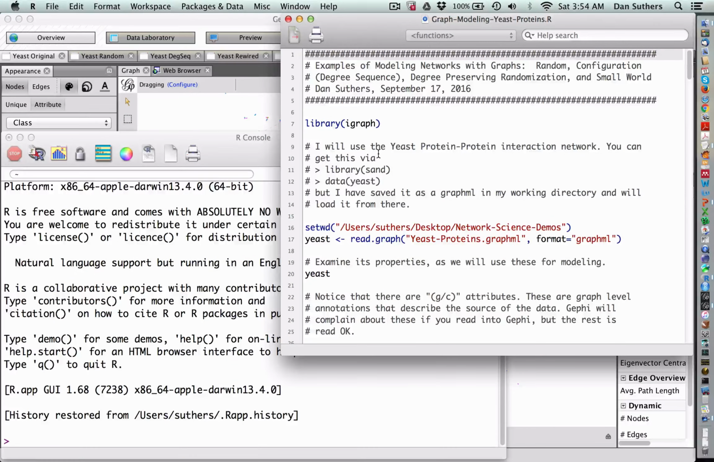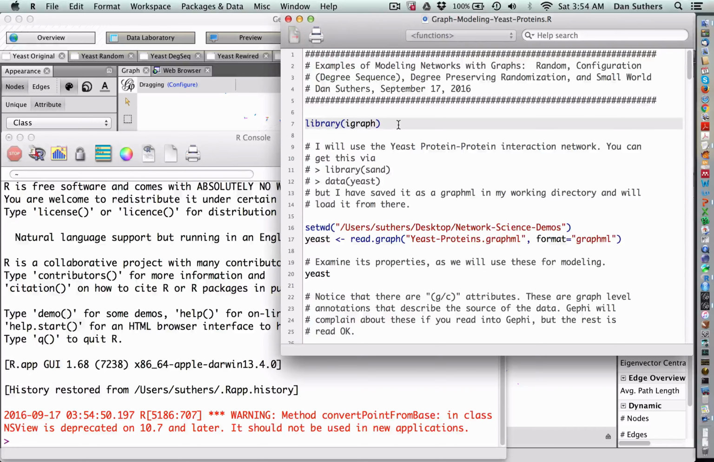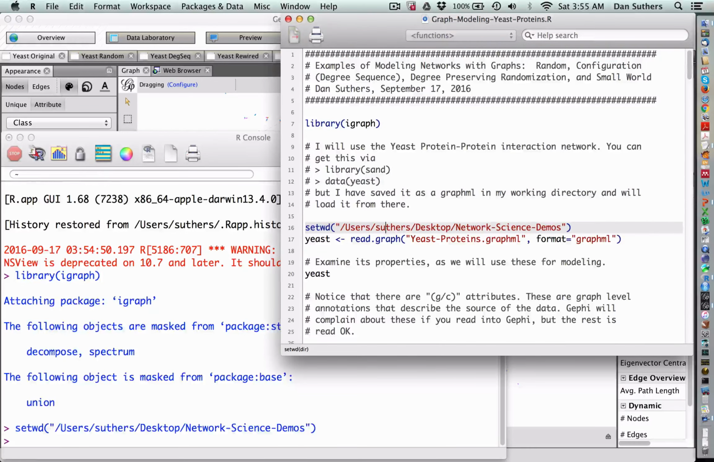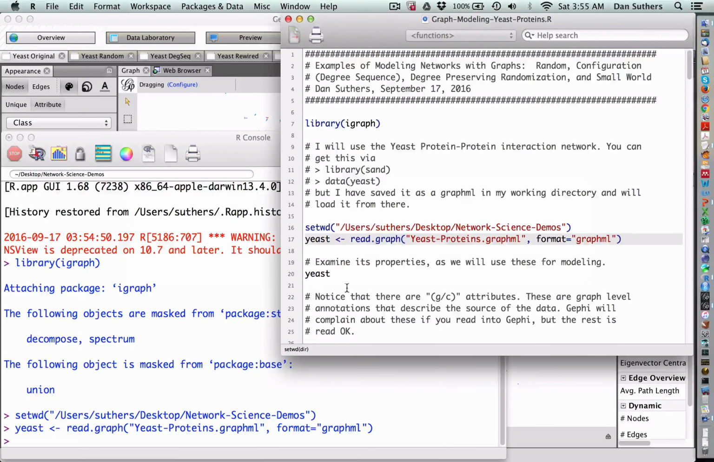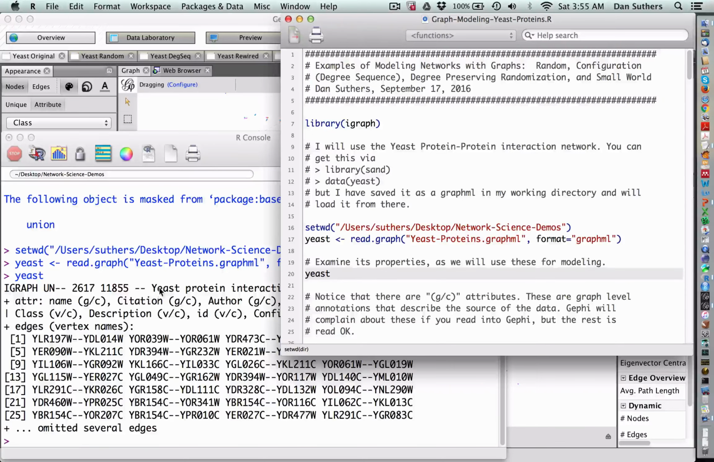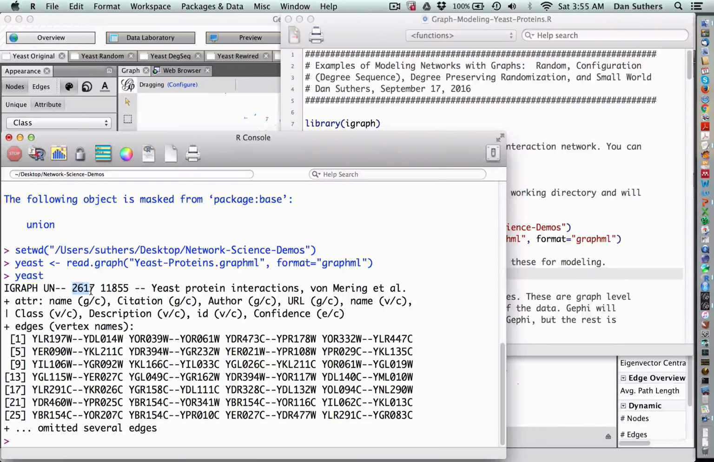Okay, here we are in R, and I'm going to load the igraph library. For this example, I'm going to use this Yeast Protein-Protein network that you can get via the SAND library by just saying data yeast, but I've saved it to a file, which I'll load in. It's a GraphML file. Print out the network here first by typing yeast to see the metadata. It has 2,617 nodes, 11,000 edges.